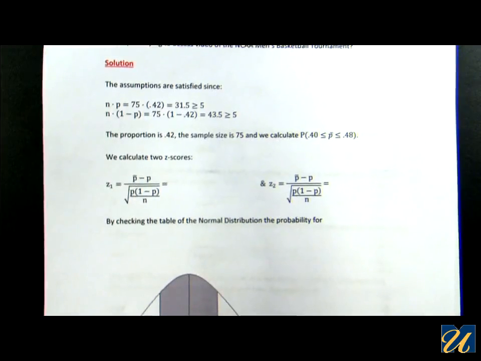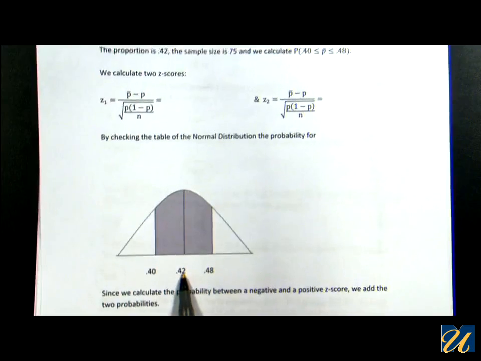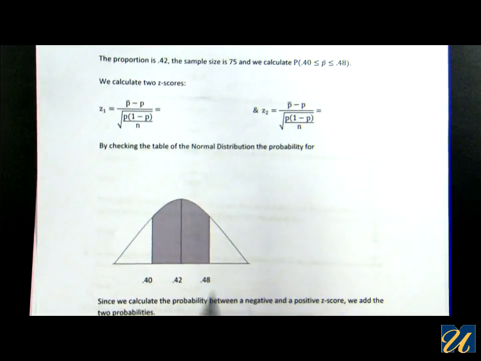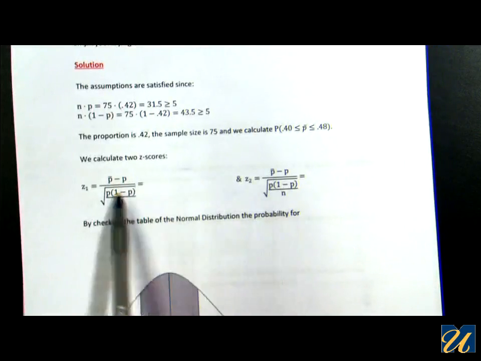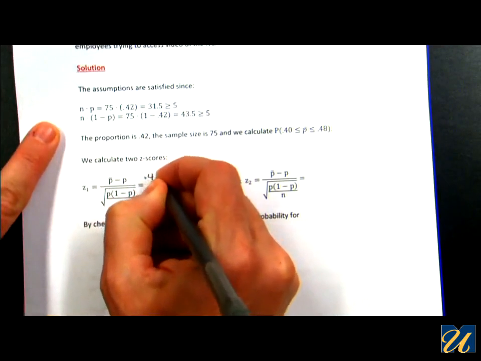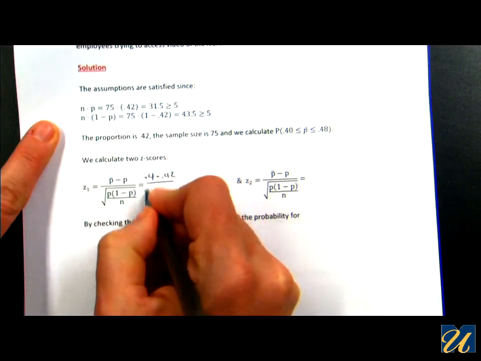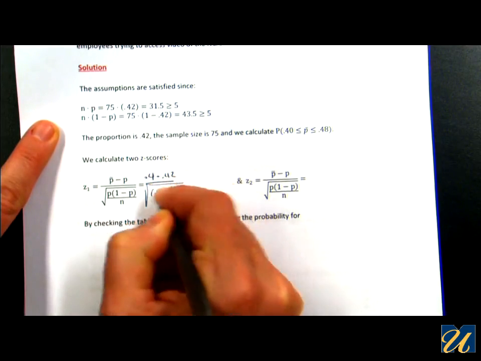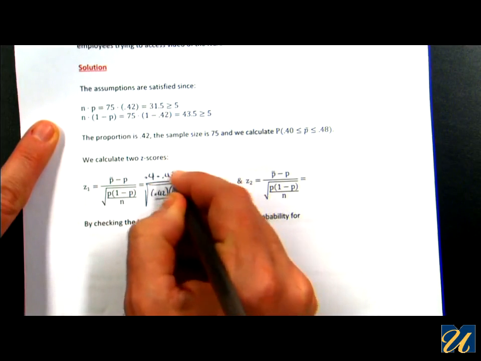So, first off, we start with the assumptions. The assumptions are satisfied, n times p and n times 1 minus p. The proportion is 0.42. If you look at our graph, this is 0.42. We are looking for the area between 0.4 and 0.48, 40% and 48%. We have two values, so we will need to calculate two z-scores. For the first z-score, we will do 0.4 minus 0.42 over the square root of 0.42 times 1 minus 0.42 divided by 75, which is your sample size.